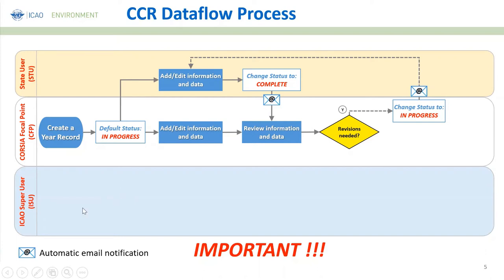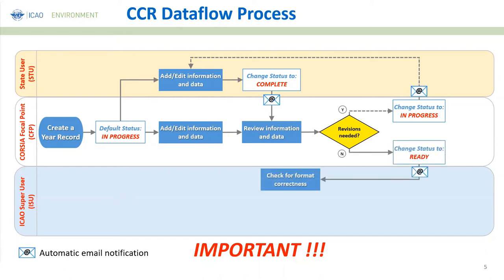If there are no revisions needed, then the CORSIA focal point will report the CO2 emissions information to ICAO by changing the status to ready. An automated email message will be sent to the ICAO super user so that they can check whether the format is correct or not. So, meaning if there's any missing data and whatnot, but not validating the information itself. We are not going to validate the information itself, but just check if the format is correct or not. You know, there's no zero in it, et cetera, et cetera.